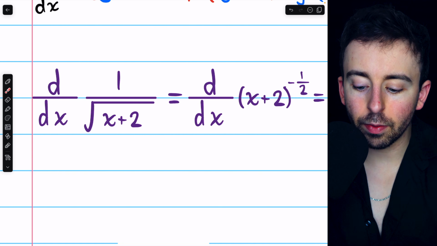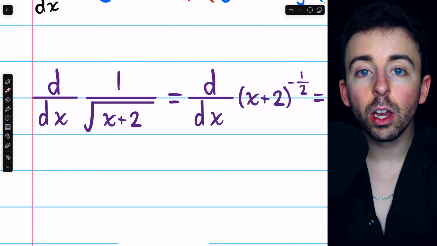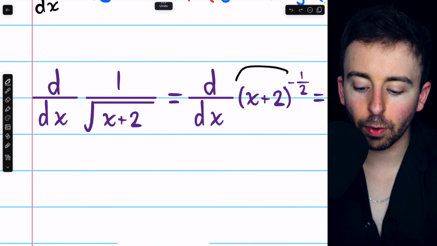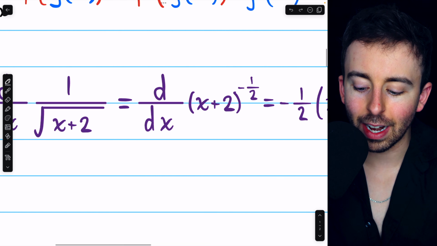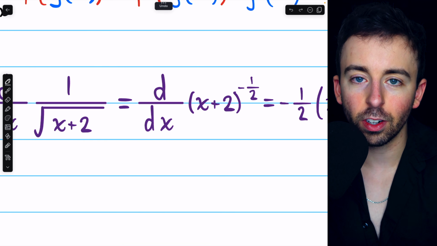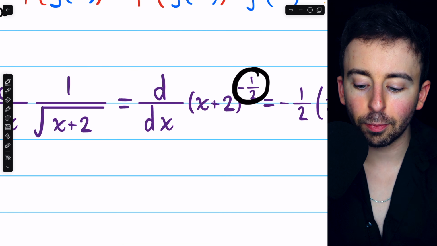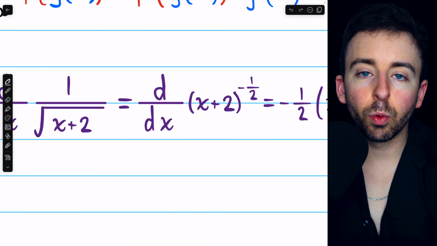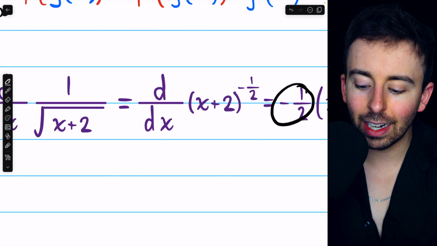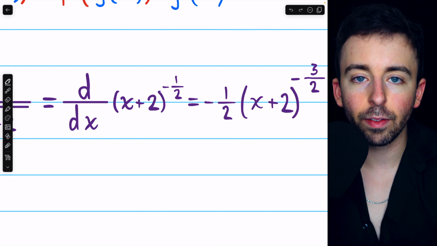To take the derivative of the outside function, which is just a thing to the -1/2, we just use the power rule. So bring that exponent down in front as a factor, so we have -1/2, times, don't change the inside function, we're going to leave that as x plus 2, and then we have to reduce that exponent by 1. -1/2 minus 1 is -3/2. So we have -1/2 times (x plus 2) to the -3/2.